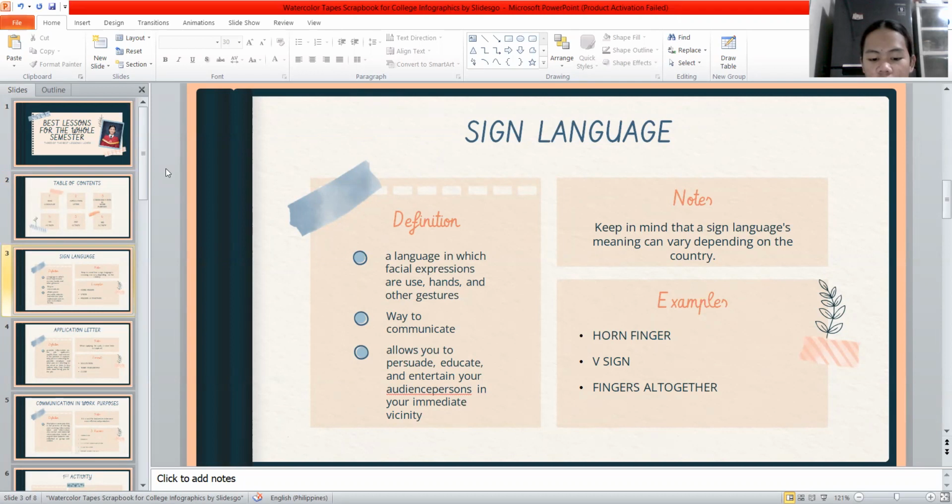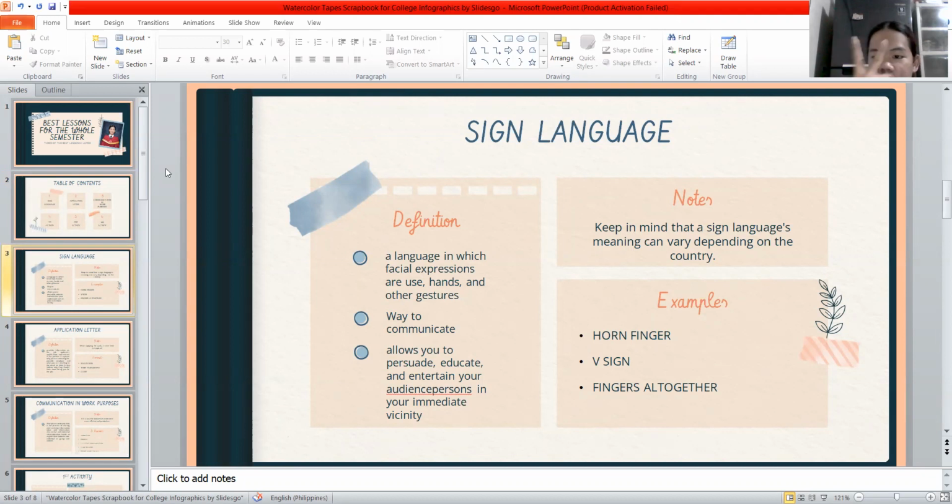First is the horn finger. It looks like this, rock and roll. In the USA, it means a sign of approval, while in other countries like Italy, Brazil, Portugal, and Spain, it is a sign of cheating, like telling someone that they are a cheater.